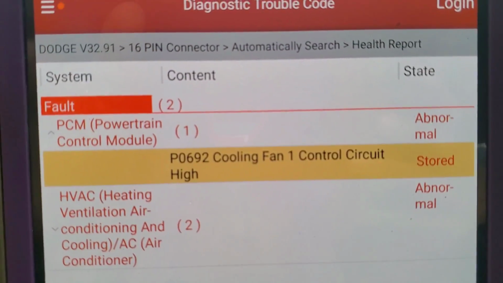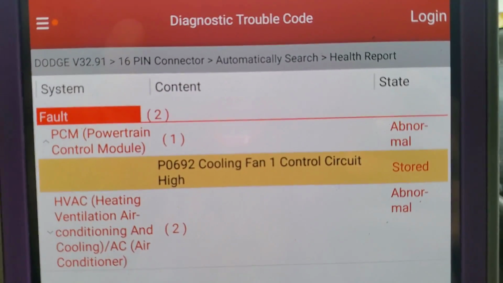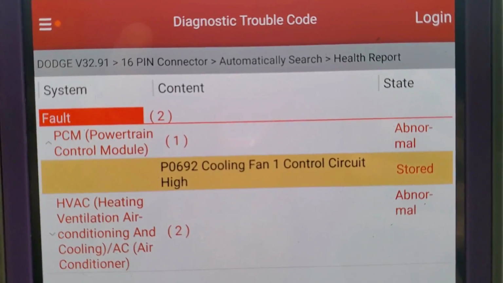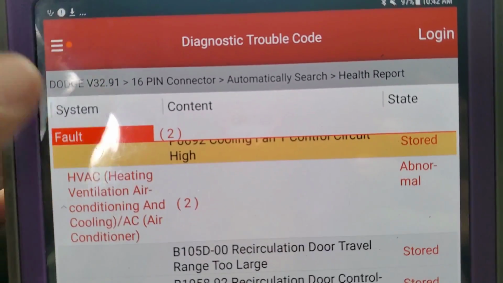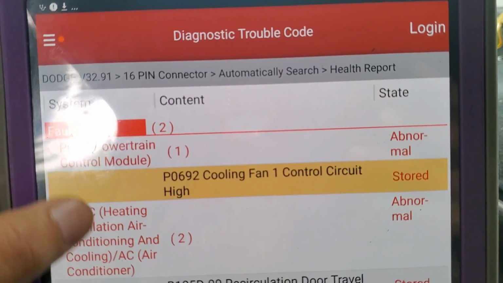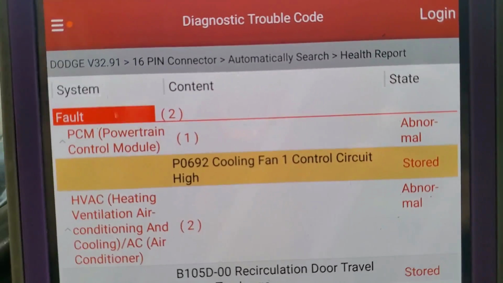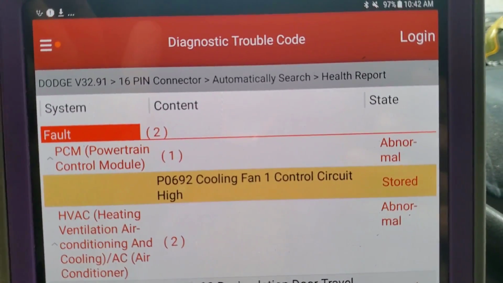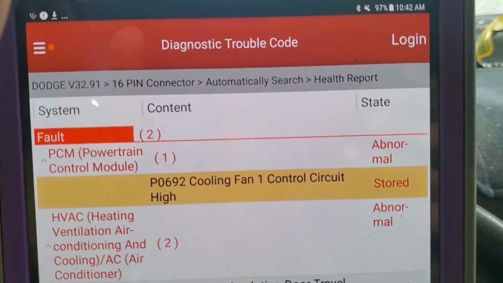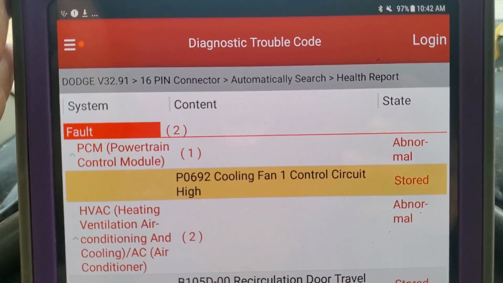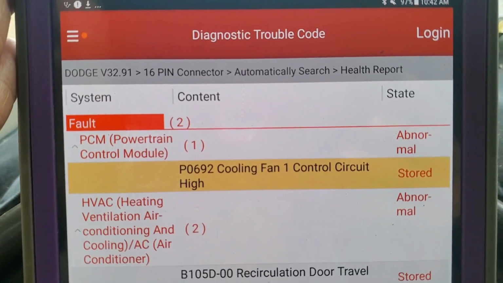On the PCM, we have the P0692, cooling fan 1 control circuit high, and these are gonna be for the HVAC system. So those are the only diagnostic trouble codes we have. So these might be related to the customer concern. So we're gonna start troubleshooting that one.